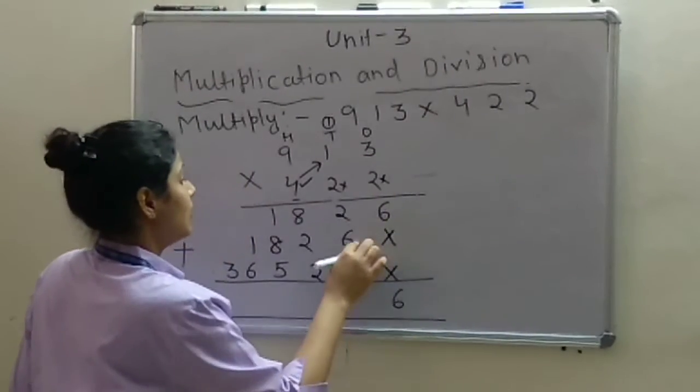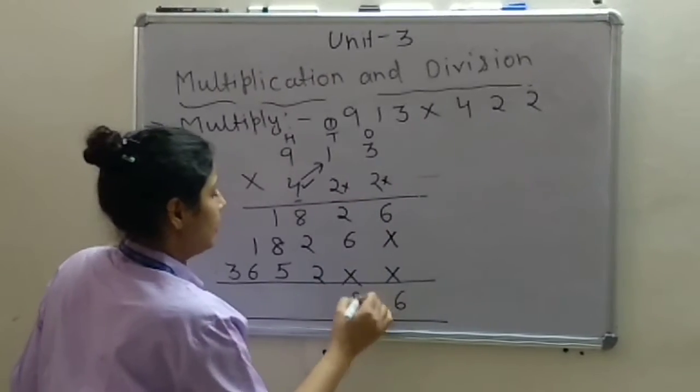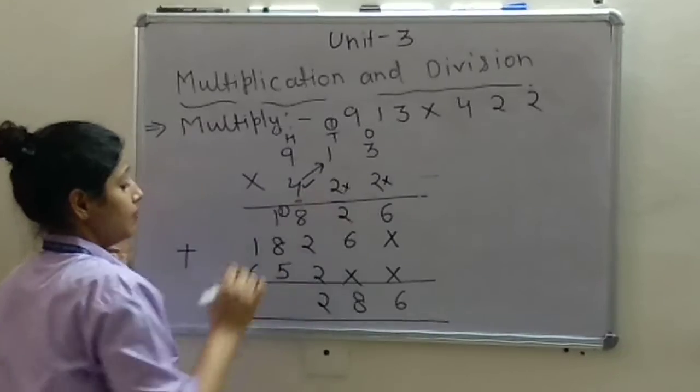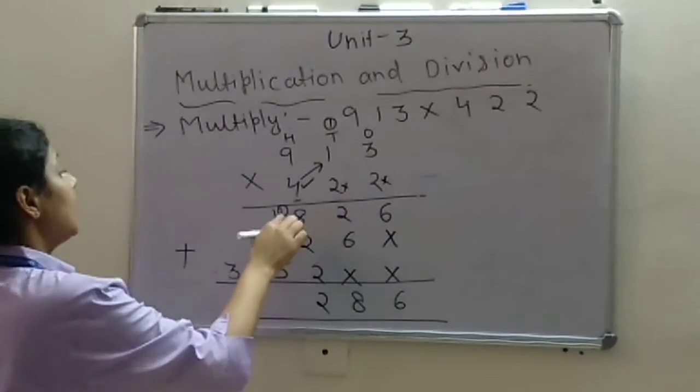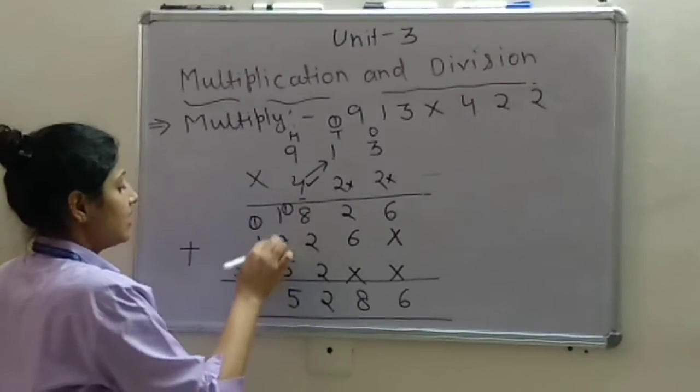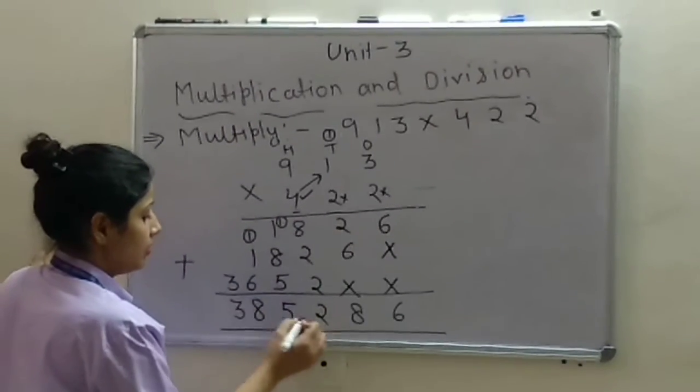6. 2 plus 6 will be 8. 8 or 2, 10. 10 plus 2, 12. 2 and 1 carry forward. 8 plus 1, 9 and 1, 10. 10 plus 5, 15. 6, 7, 8 and this is 3.